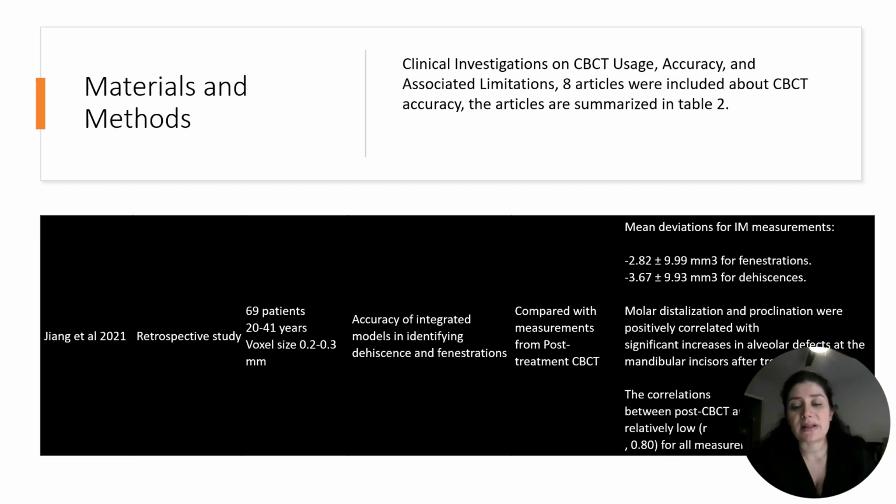We also included a study by Jiang et al., which was a prospective study. They included 69 patients. Their voxel size ranged from 0.2 to 0.3 mm. They compared the accuracy of integrated models in identifying dehiscence and fenestrations versus the measurements from post-treatment CBCT. And they found that the molar distalization and proclination were positively correlated with a significant increase in alveolar defects at the mandibular incisors after treatment.